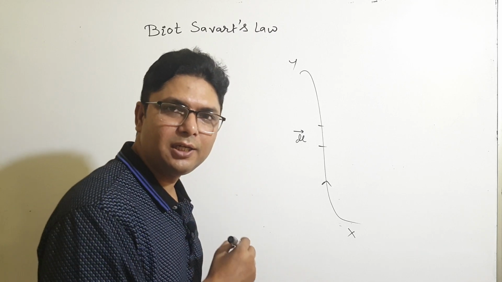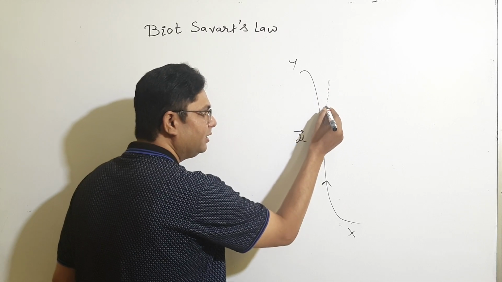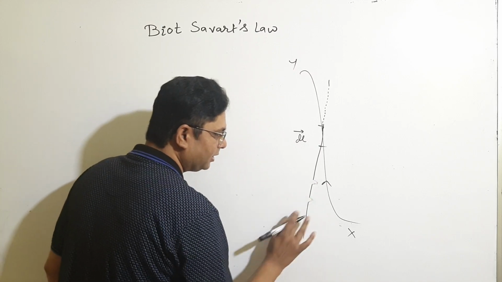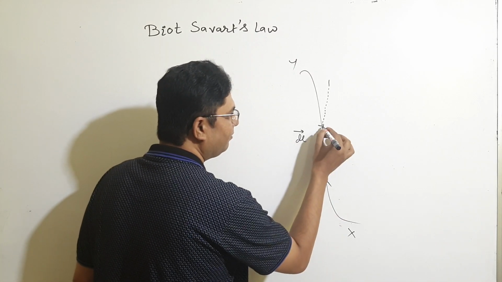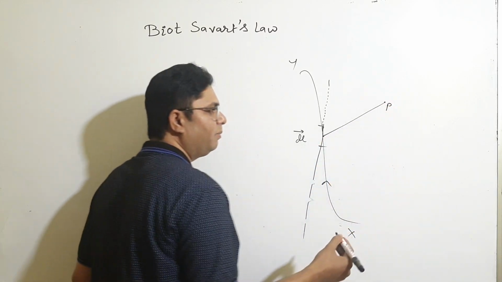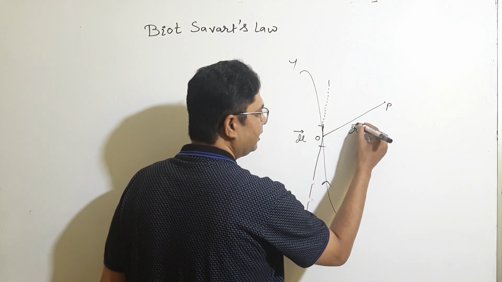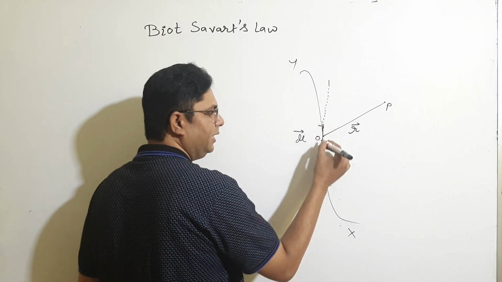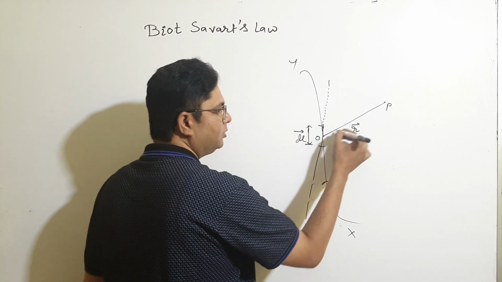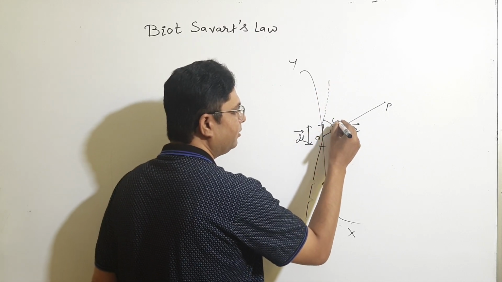Let us draw a tangent on the elementary length. This is the extension of the tangent. So you have the tangent here. Suppose we require to find the magnetic field at point P. Then from O to P is the distance R, and this is the small elementary length dl which you have taken. Now this tangent and R make an angle theta.